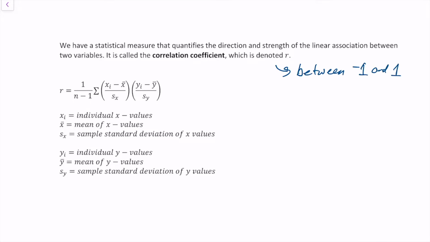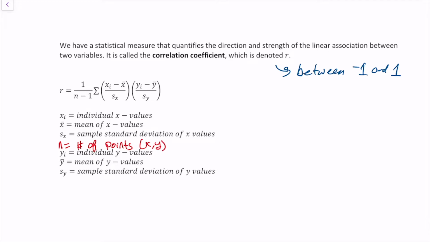Okay? And we'll talk more about that in a second. But how do we calculate R? So R, it's a bit of an interesting formula. It's not too bad. But what we do is we do 1 over n minus 1. So n represents the number of data values that we have, the number of points. So n is the number of points, the number of those xy pairs that we have, okay?